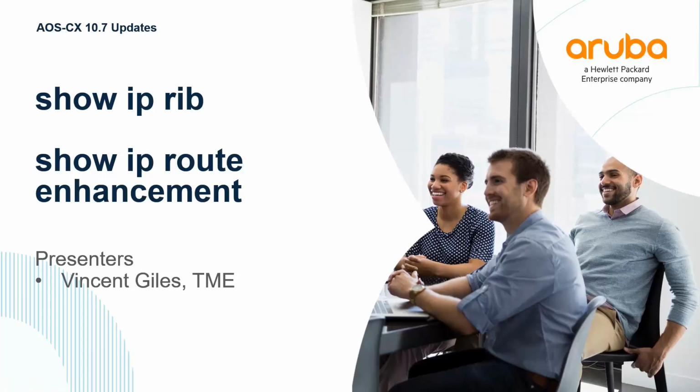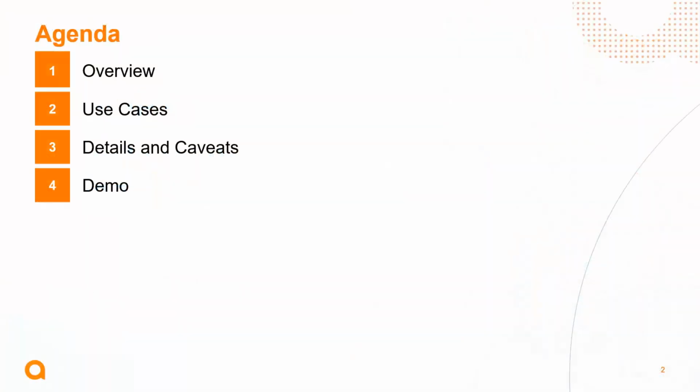We introduce a new feature called show IP RIB, and we enhance the show IP route. This is a very good enhancement, thanks to the work that has been done by the usability team. The agenda will cover the overview of those commands, the obvious use cases that we have, the troubleshooting details, and then we go through a demonstration.